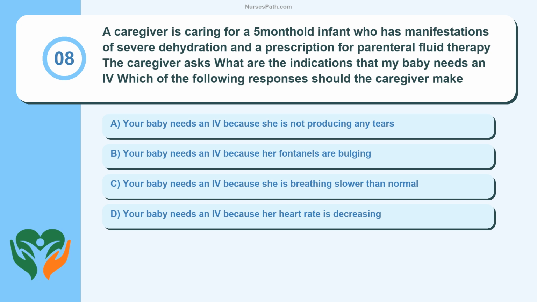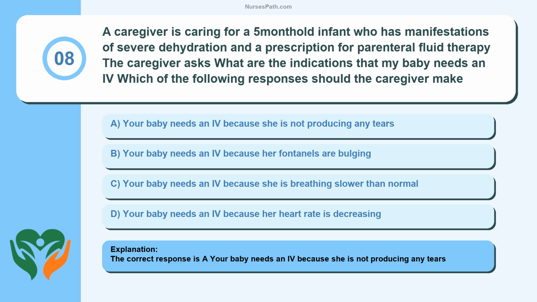Question 8. A caregiver is caring for a 5-month-old infant who has manifestations of severe dehydration and a prescription for parenteral fluid therapy. The caregiver asks, what are the indications that my baby needs an IV? Which of the following responses should the nurse make? Your baby needs an IV because she is not producing any tears. Your baby needs an IV because her fontanelles are bulging. Your baby needs an IV because she is breathing slower than normal. Your baby needs an IV because her heart rate is decreasing. The correct response is A. Your baby needs an IV because she is not producing any tears.